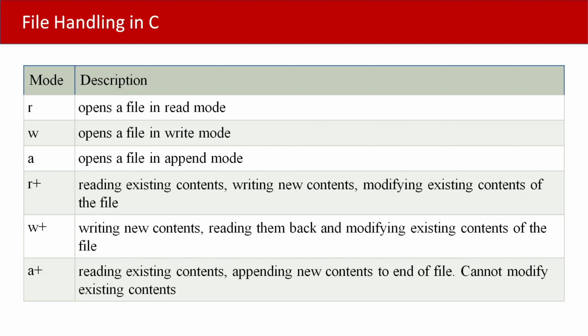Similarly, w plus searches the file. If the file exists, its contents are overwritten. If the file does not exist, a new file is created, and it will return null if unable to open the file.